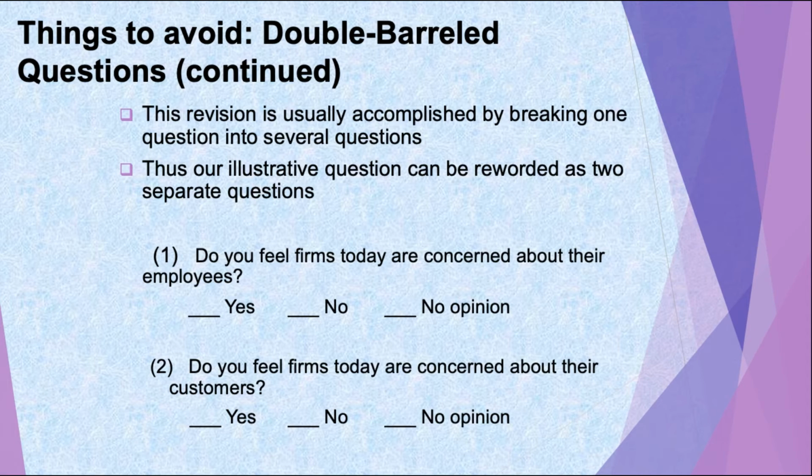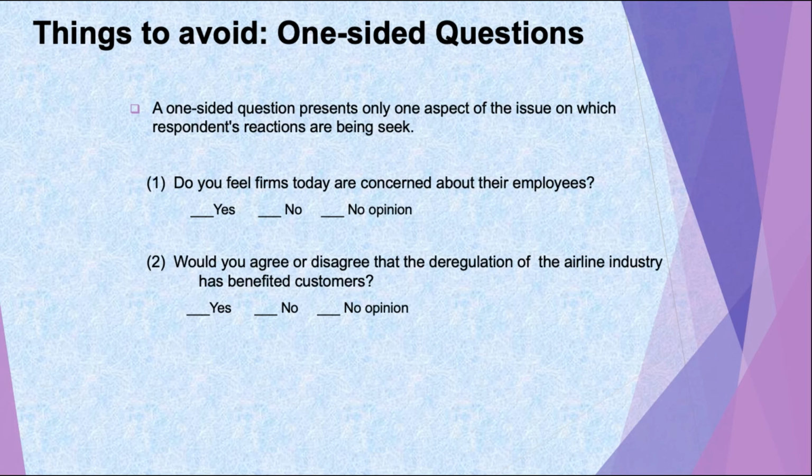But since we have two issues, employee and customer, the first question should be: do you feel firms today are concerned about their employees? Yes, no, or no opinion. If I say yes, I mean about the employees. If you say no, it is also about employees. Then second, do you feel firms today are concerned about their customers? Then the respondent will also say yes or no. So one question we split into two. If we have three issues, then we will have three questions. If we have four issues in one question, then we will have four questions.